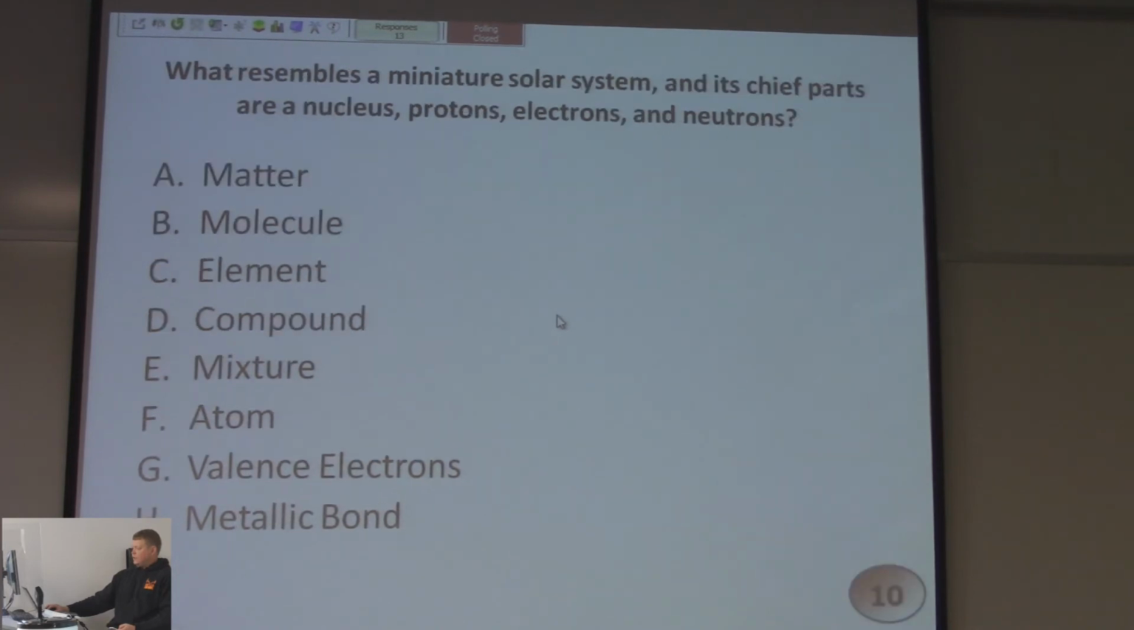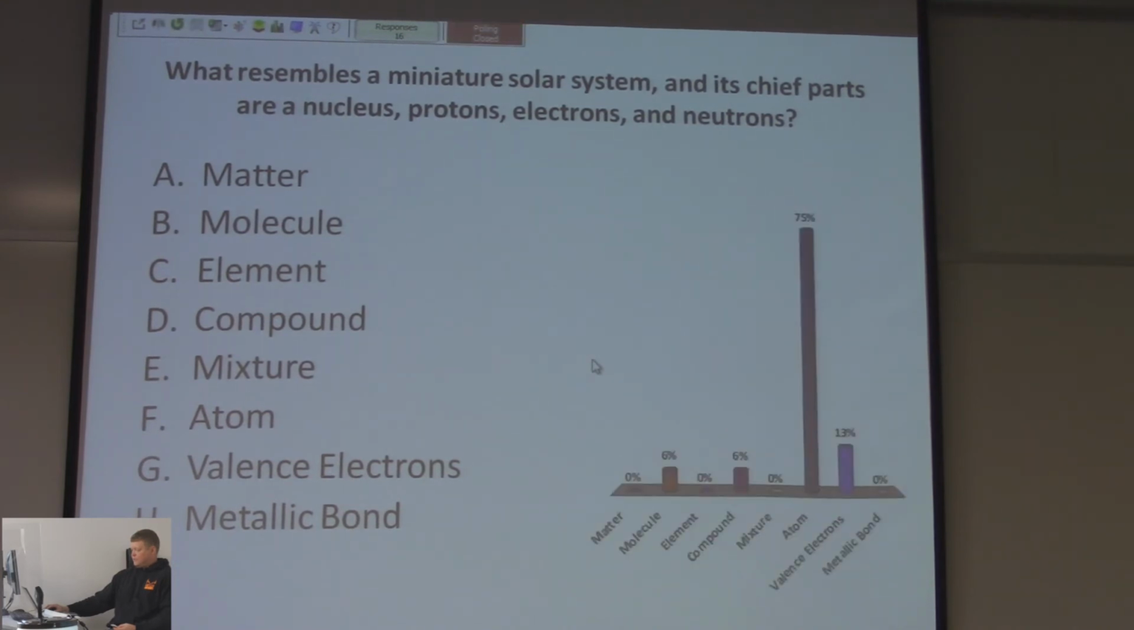What resembles a miniature solar system and its chief parts are a nucleus, proton, electron, and neutron? Matter, molecule, element, compound, mixture, atom, valence electrons, metallic bond. 75% of you were 100% correct, and it is an atom. An atom bomb.